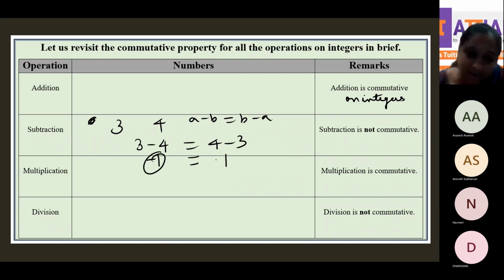See, the answer is an integer, but that is not what we are checking here. Don't say that in both the cases we are getting integers. No, not that. In both the cases, you must get the same answer. That is the commutative property. When you perform A minus B and B minus A, you must get the same answer in both. Not just that you should get an integer, you should get the same integer.